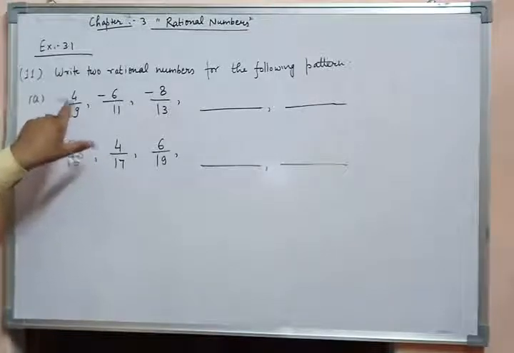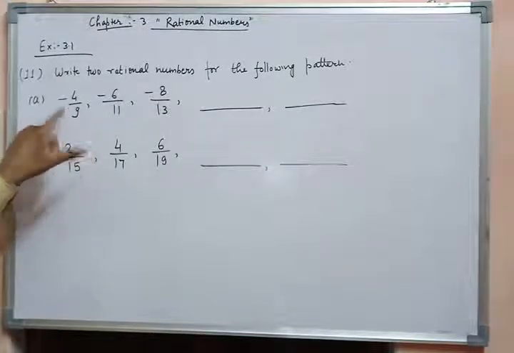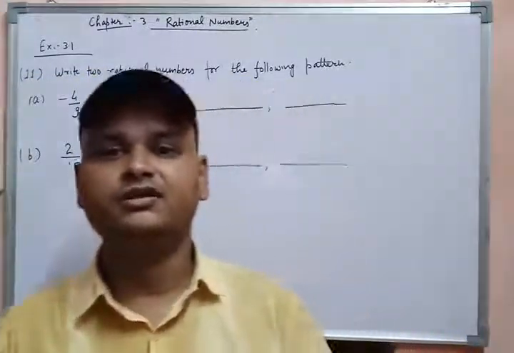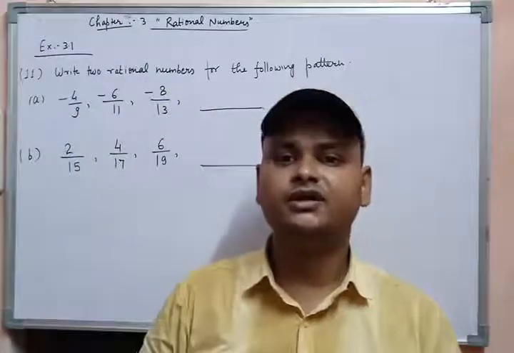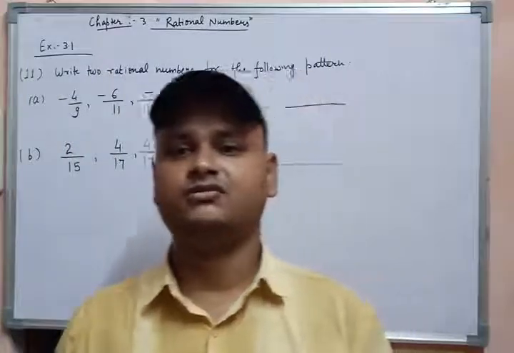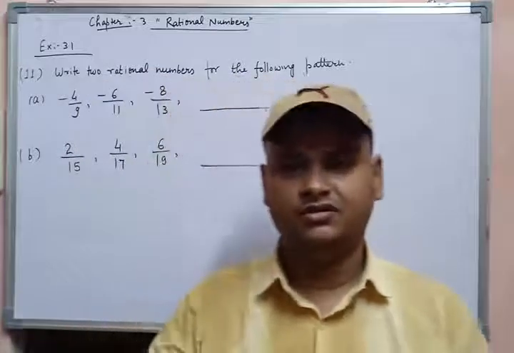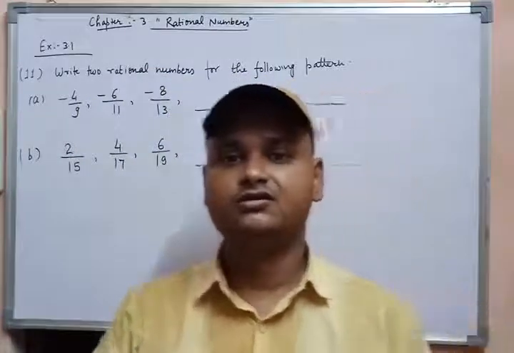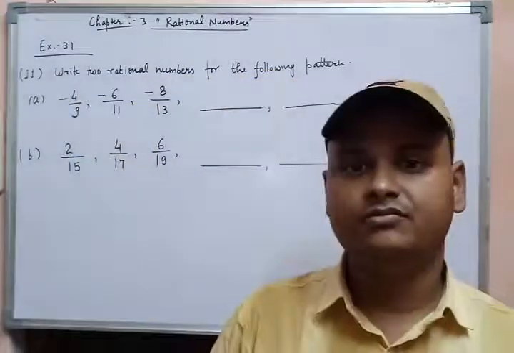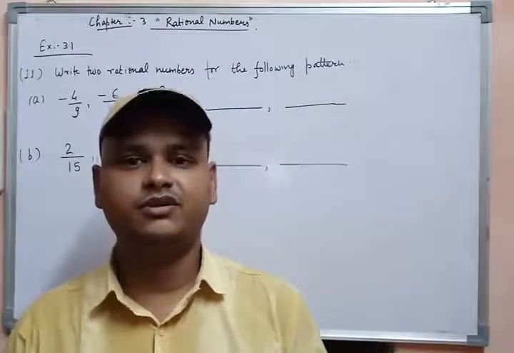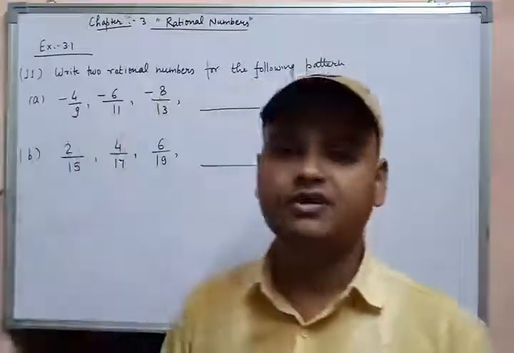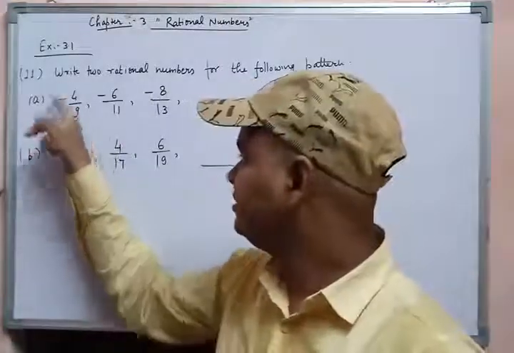Here it is a rational number, because you have studied what a rational number is. A rational number can be written in the form p upon q, where p and q are integers and q does not equal 0. It means the denominator should not be 0 for making any rational number. So -4 is a negative integer, 9 is a positive integer, so we can say that this is a rational number.